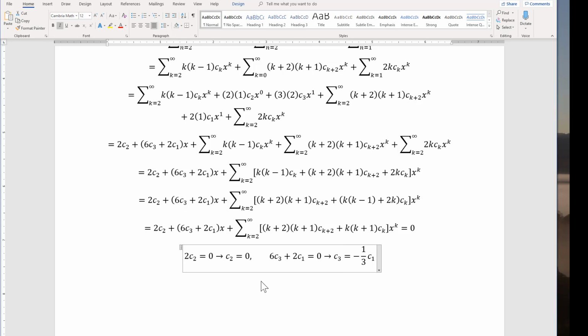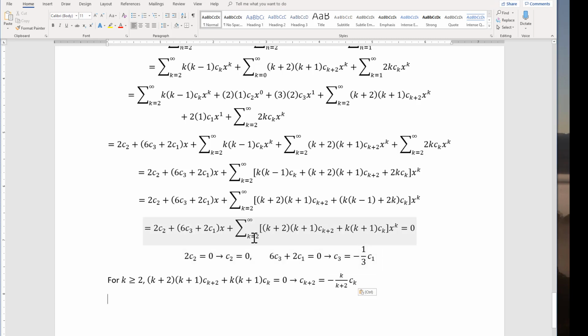Now for the rest of them, that's k bigger than or equal to 2, we want this whole thing to equal 0. So this whole thing is equal to 0. And if you solve for c sub k here, you bring this over to the other side and divide out, and you're going to get negative k over k plus 2 times c sub k. So it looks like we can find relationships for c sub k.